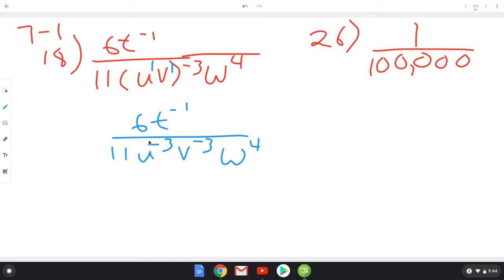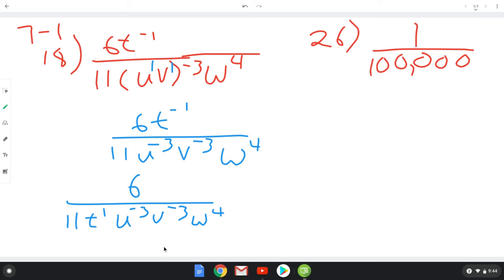What we're going to do now is take everything that has a negative exponent and make it positive by moving it to the other side of the fraction. So if I have a negative exponent in the numerator, that needs to go to the denominator. So I have 6, 11, t to the first, u to the negative 3, v to the negative 3, w to the fourth.